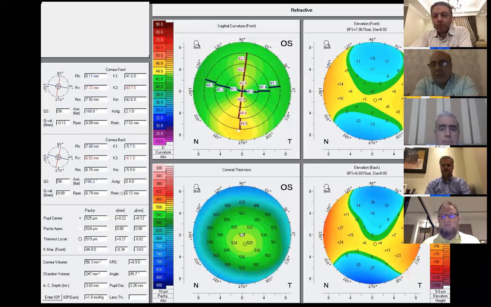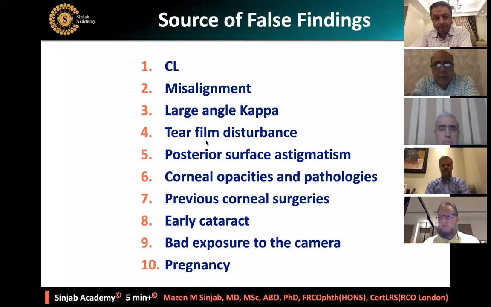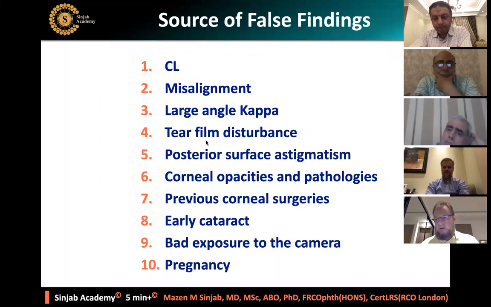So let me say the factors that we usually have to exclude: contact lenses, misalignment, large angle kappa, tear film disturbance, for example dry eye, posterior surface astigmatism if it is high, corneal opacities and pathologies, previous corneal surgeries, early cataract, bad exposure to the camera, and pregnancy. We have to exclude these 10 factors before interpretation of this cornea. However, we excluded everything and the cornea is still the same. So it is really something suspicious. So what shall we do?